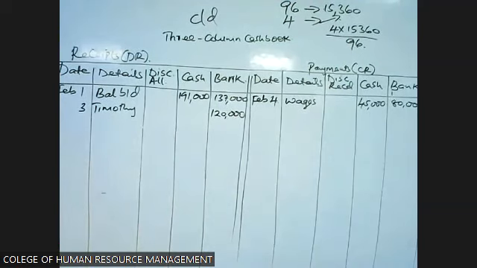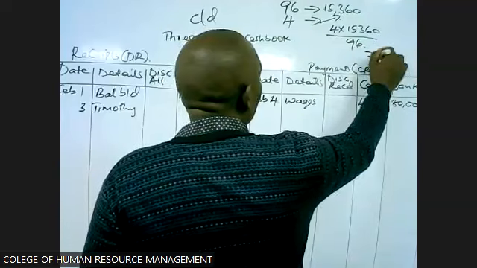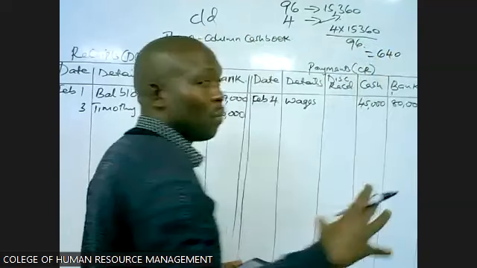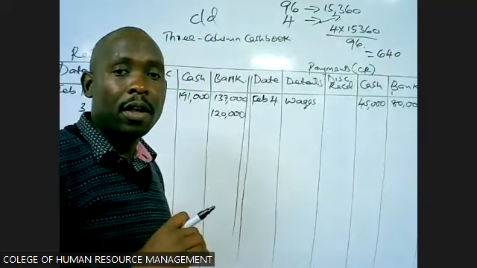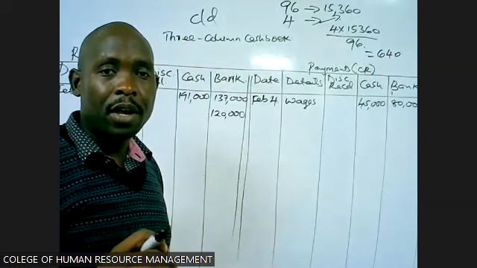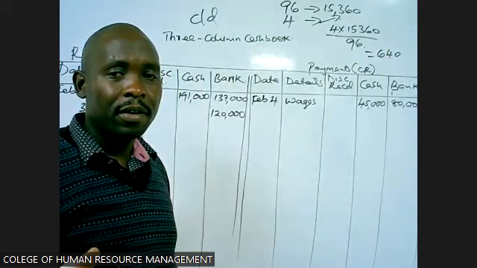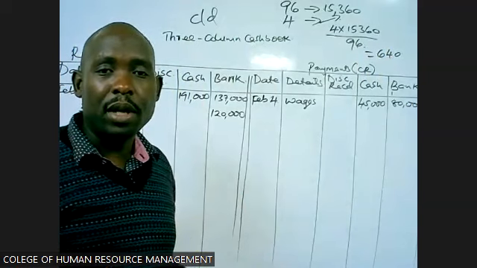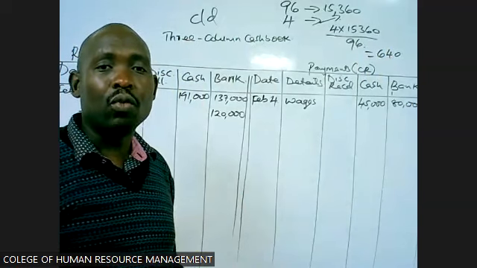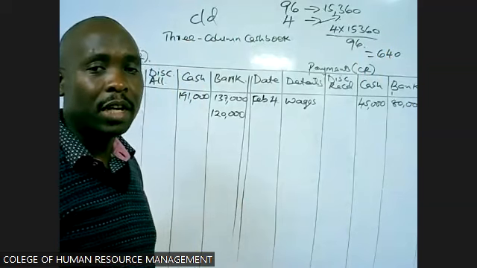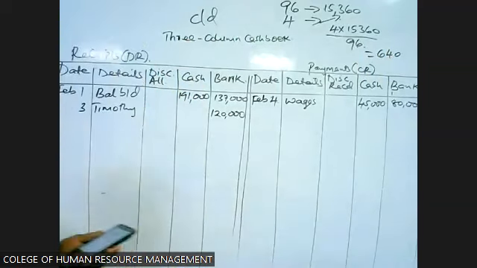Get 640. So when it comes to discount, you must be very careful on how the statement is framed, how the statement is given. When they say after deducting, then it simply means that it has already been deducted. So your work is to determine the amount deducted. So this is how we are going to record this.